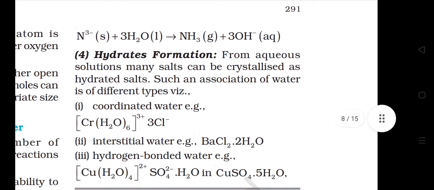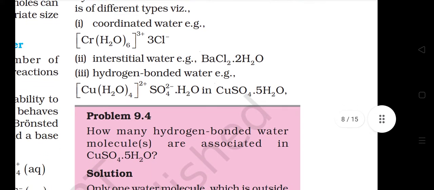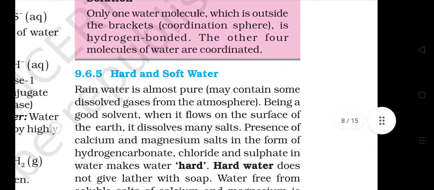4. Hydrates formation. From aqueous solutions, many salts can be crystallized as hydrated salts. Such an association of water is of different types: 1. Coordinated water, 2. Interstitial water, example BaCl2·2H2O, 3. Hydrogen bonded water, example [Cu(H2O)4]2+ SO4 2−·H2O in CuSO4·5H2O.